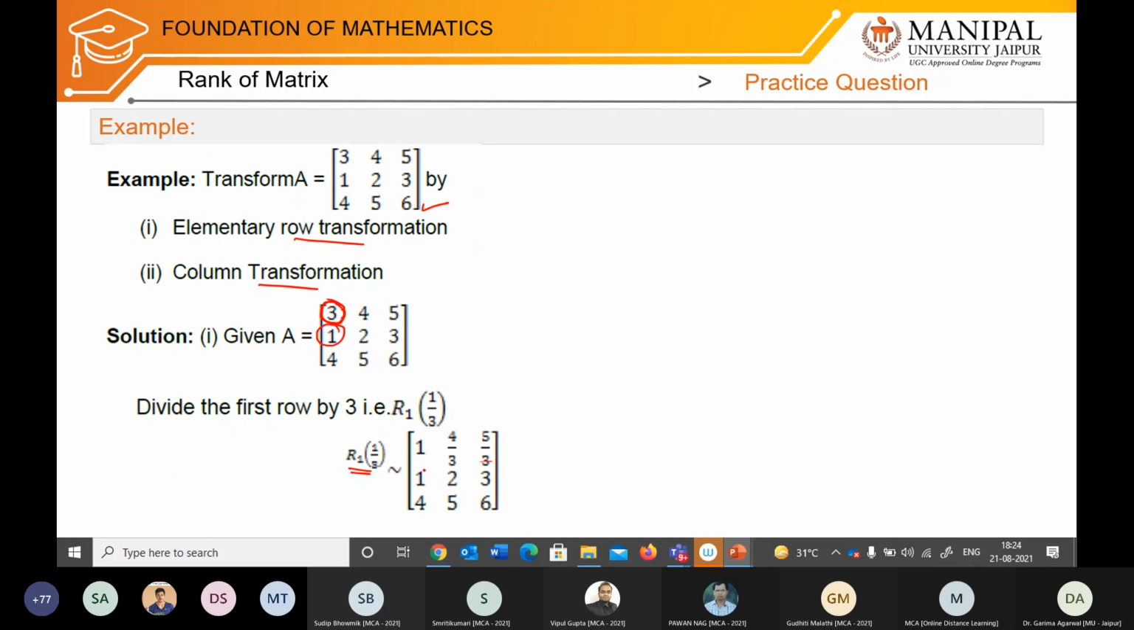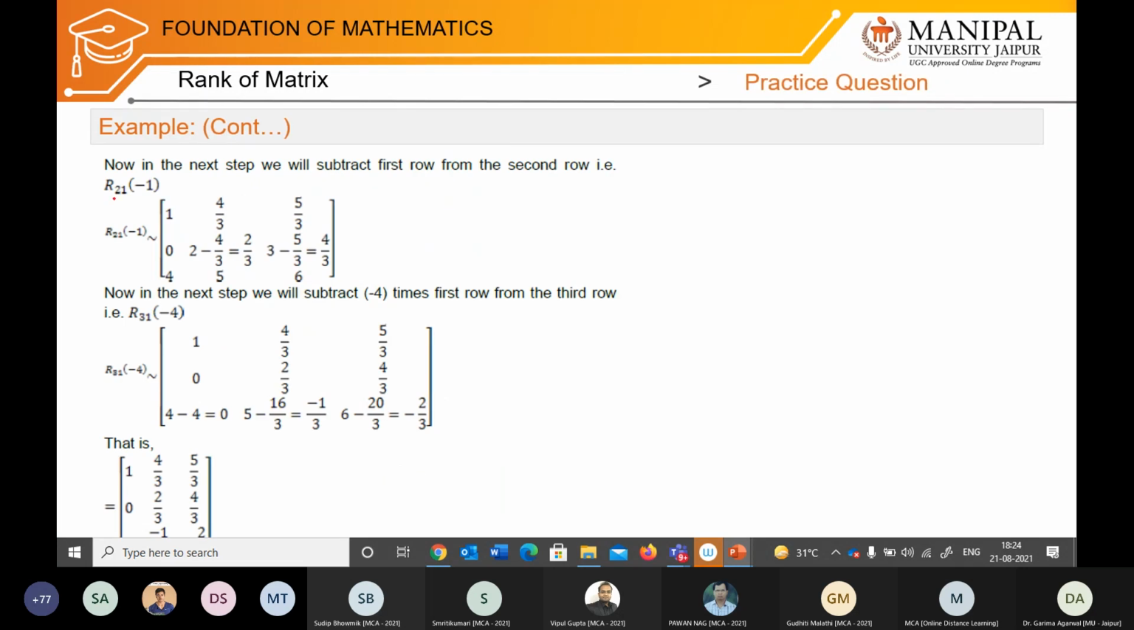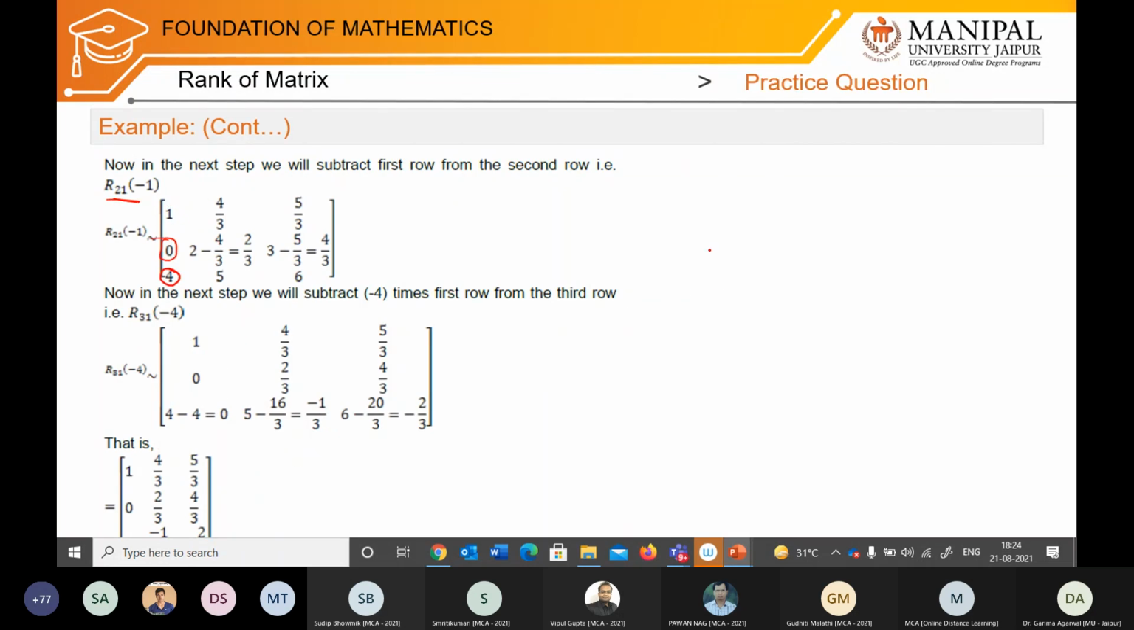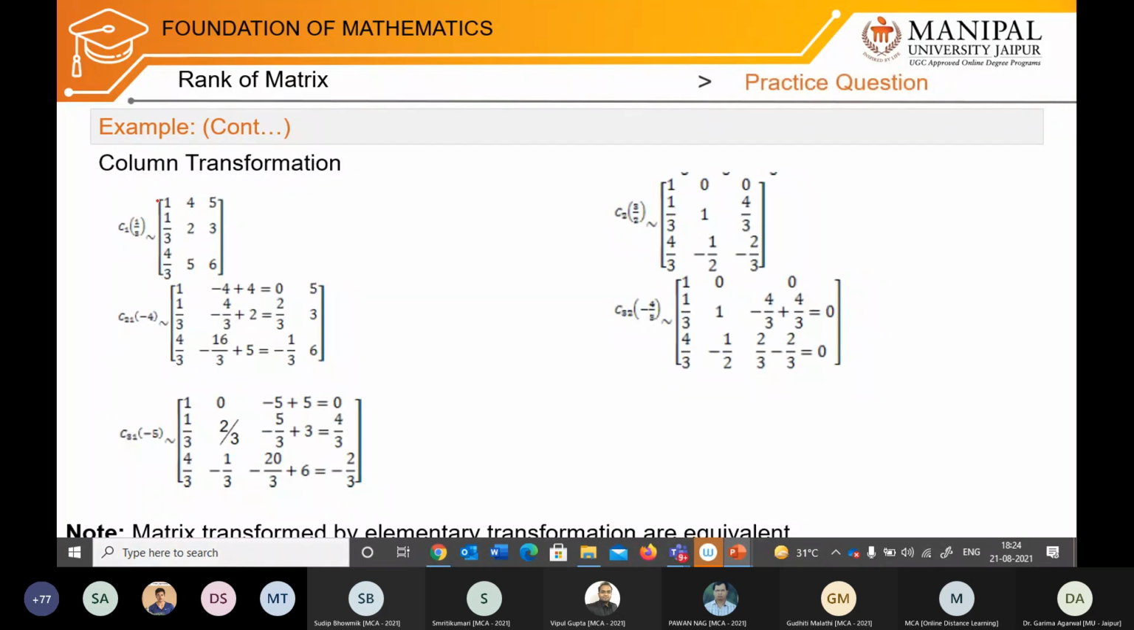Then our target is to reduce this element into 0, right? How can we reduce this element into 0? By subtracting R1 from R2, right? So here we are subtracting R1 from R2, so this element will convert into 0. In the next step, our target is to reduce this element into 0. How can we reduce it into 0? 4R1 plus R3, right? Then this element will be reduced into 0, right? So this is the elementary row transformation. Similarly, we can apply these transformations on columns.